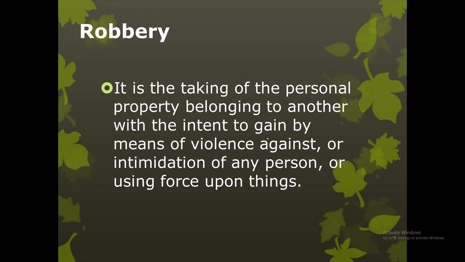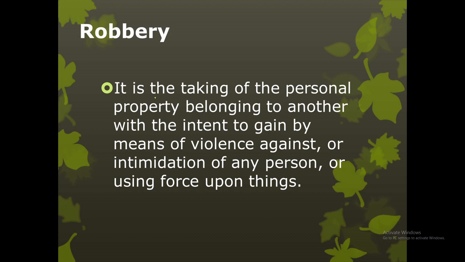So, the topic that we are going to tackle for this week will be robbery investigation. And I hope sana may matutunan kayo ulit habang dinidiscuss ko ito. Simulan na natin. Simulan natin siya by defining what is the crime of robbery.